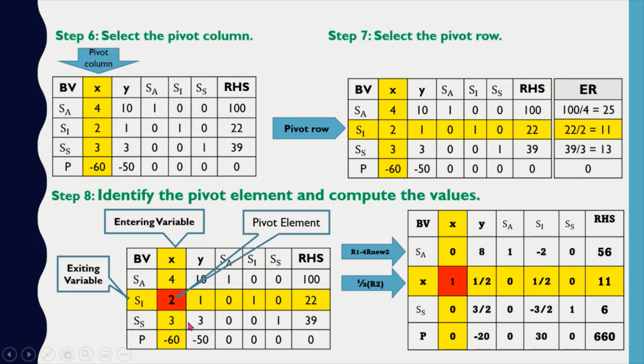So how are we going to make our formula? Our formula will be based on our new R2. If we're going to compute our R1, we write R1. For R3, or row 3, we write R3. For R4, we write R4. Then we just go through the process of whether we're going to subtract or add.